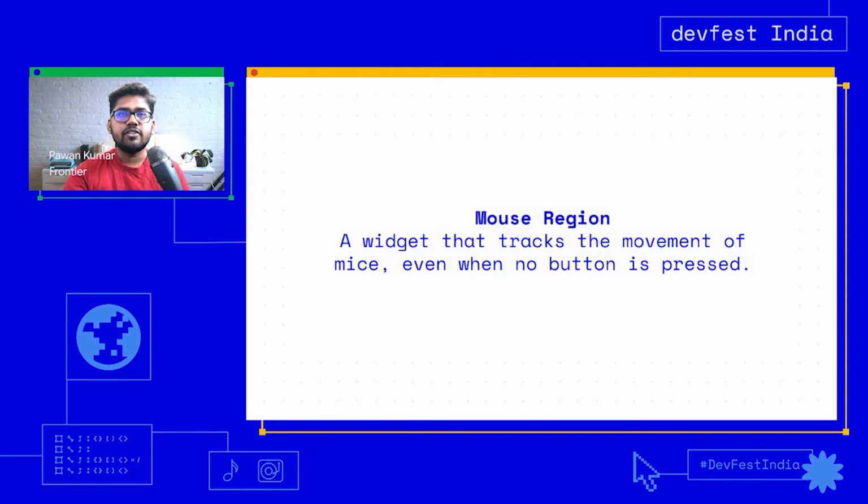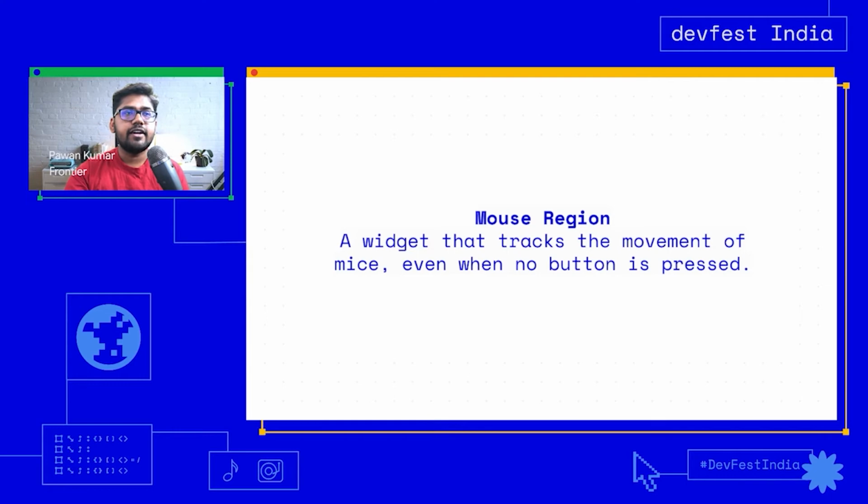If you see this one, then there are a couple of widgets which we can use. The first widget here is MouseRegion. What it will do is tell us if our mouse is entering that particular widget, or if it is exiting from it.